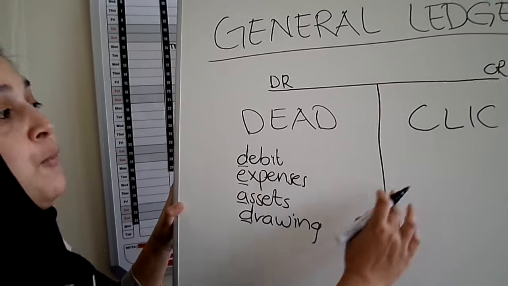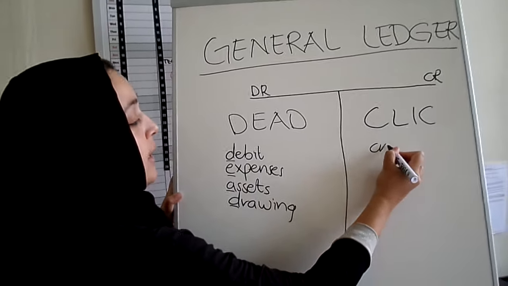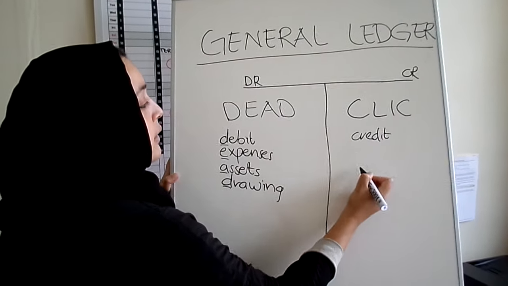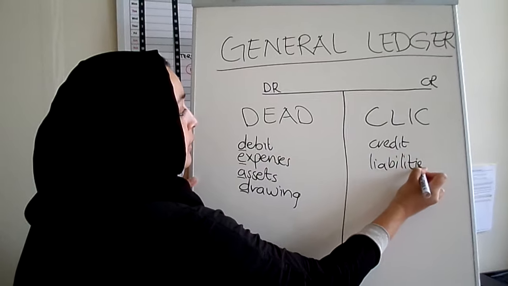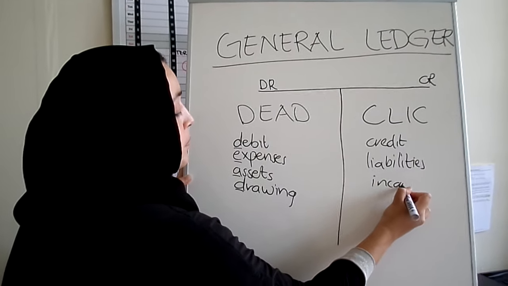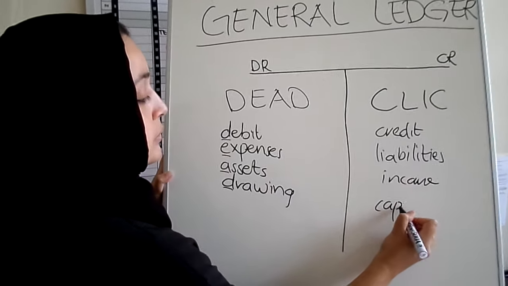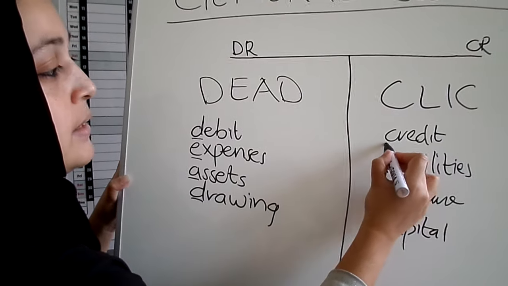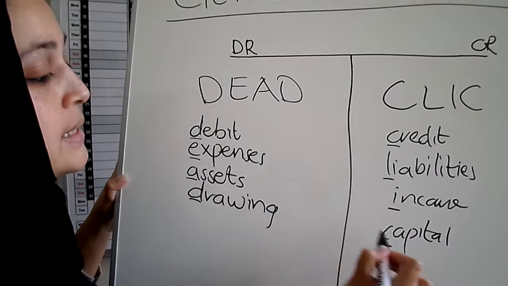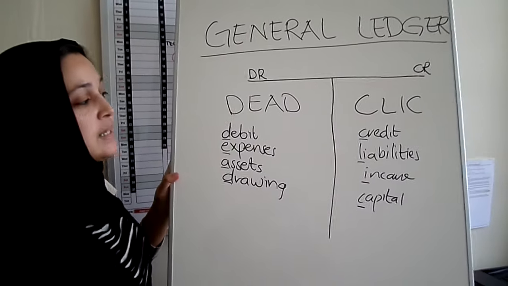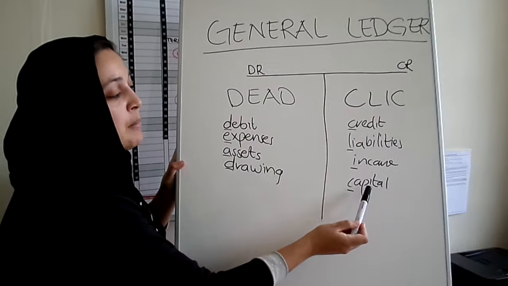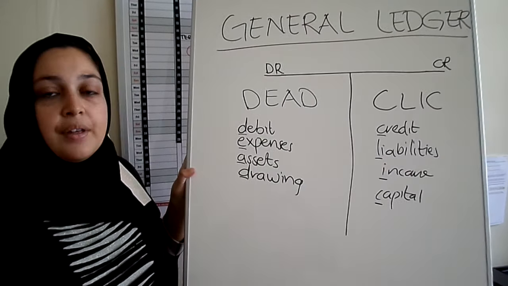And then the acronym CLIC stands for credit, liabilities, income, capital. So again, CLIC stands for CLIC. And again what this means is that liabilities, income and capital will increase on the credit side.